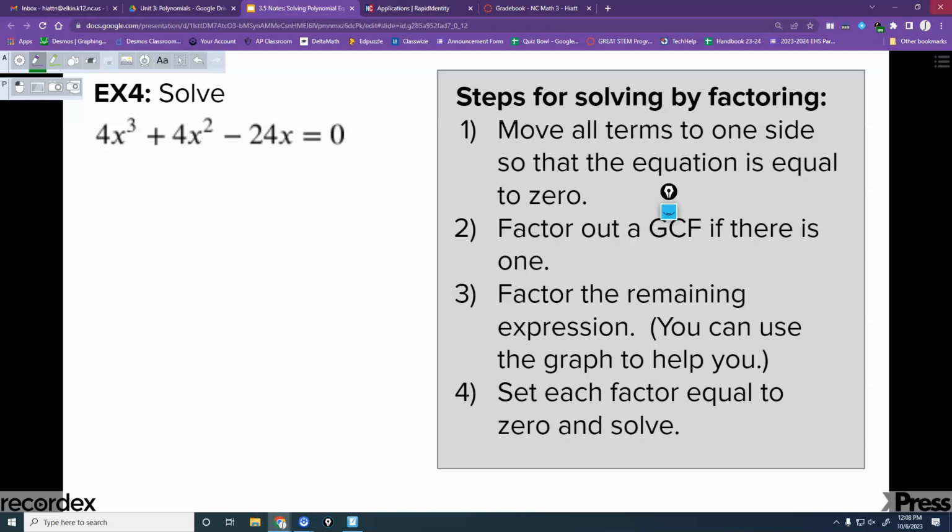So if we are going to factor, we are going to move all terms to one side so that the equation is equal to 0. I don't actually have to do that here because it's already equal to 0. Then I will factor out the greatest common factor if there is one. So Sawyer, what is our greatest common factor for that? A 4. Can I take any x's out? 1. Good. So I will have 4x times, and then I will have just x squared plus x minus 6 equals 0.